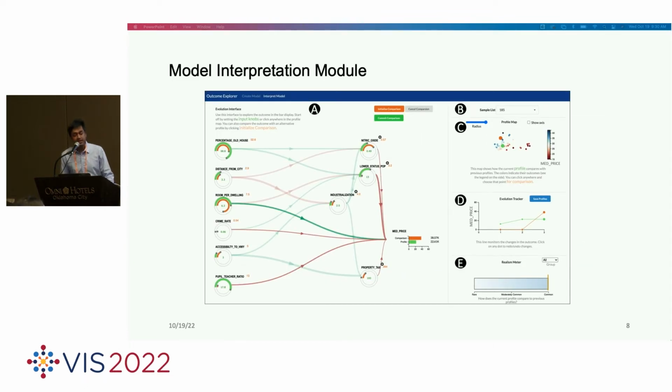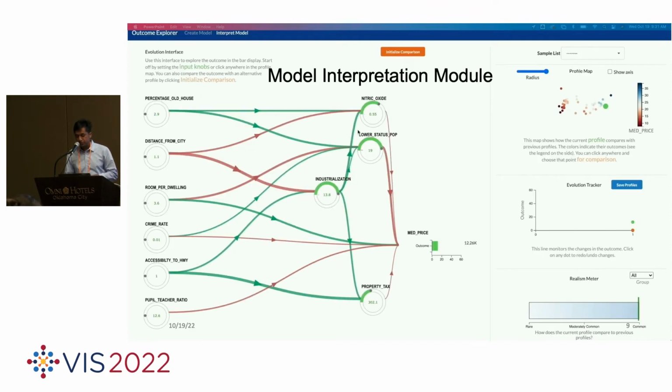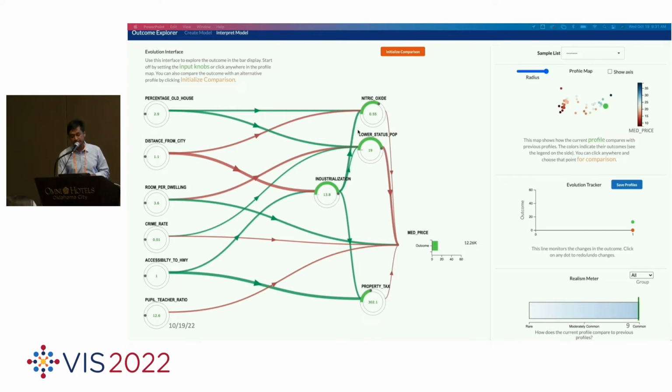Once the model is created, both expert and non-expert users can interact with the model in the interpretation module. In this view, the network is laid out in a left to right fashion. So let's see how a non-expert user can use this interface. Suppose Emily wants to buy a new house. She can use this interface for understanding how different factors affect housing prices in neighborhoods. She starts by putting values in the variables and seeing how that affects the outcome.